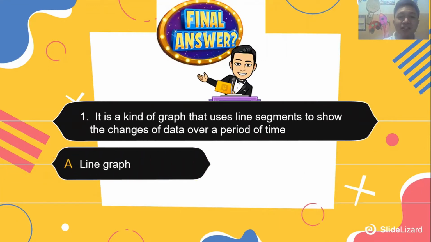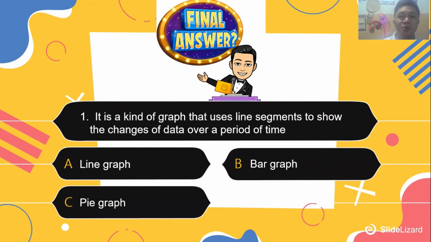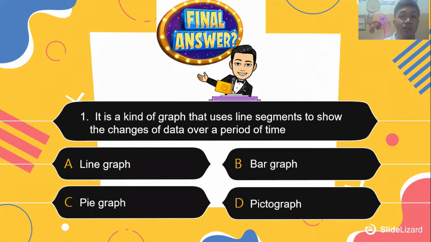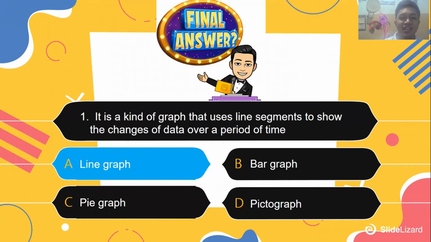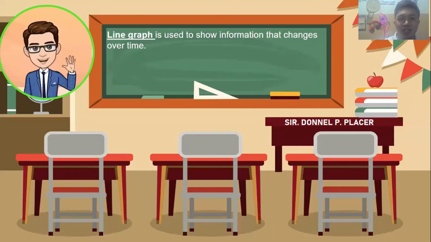It is a kind of graph that uses line segments to show the changes of data over a period of time. A, line graph; B, bar graph; C, pie graph; or letter D, pictograph. Okay, the correct answer is line graph. So as we have studied, line graph is used to show information that changes over time. So we have discussed the two kinds of line graph.